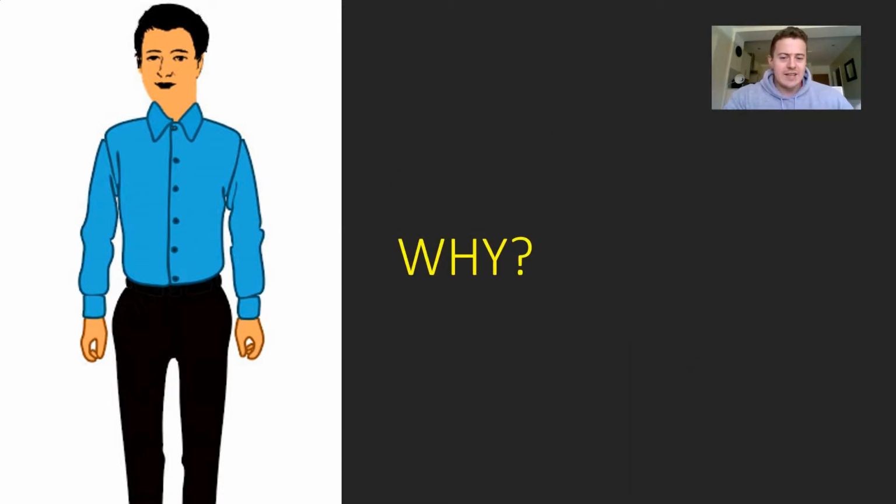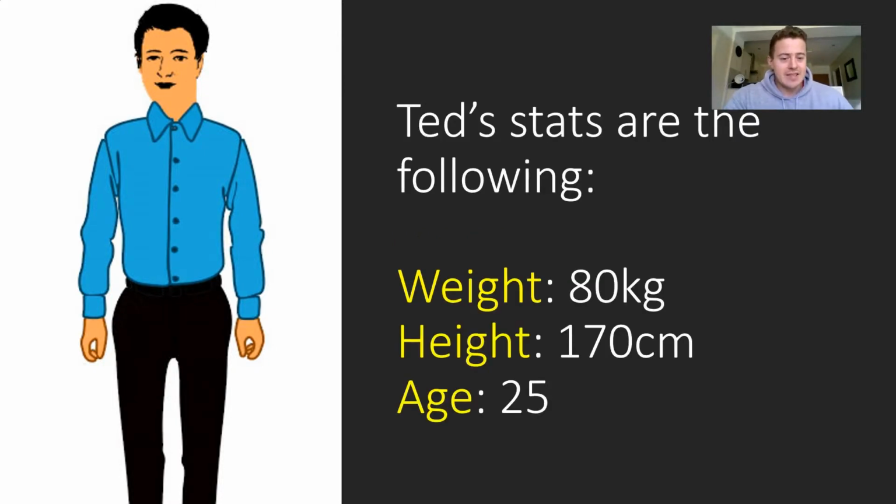So why is Ted's maintenance calorie intake 2,800 calories? That's something that we need to understand. Ted's stats are as follows: he is 80 kilos, 170 centimeters tall, and 25 years old. With these stats, we can understand how big Ted is and how many calories he needs to function in regards to the physical structure of his body.